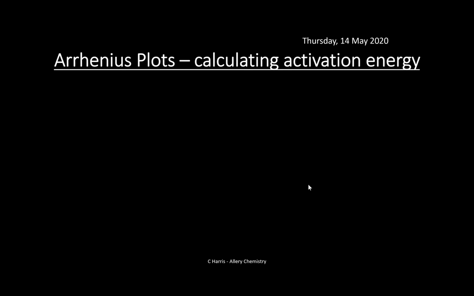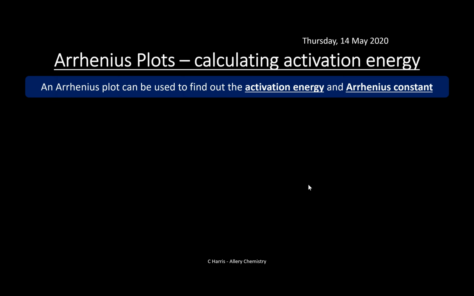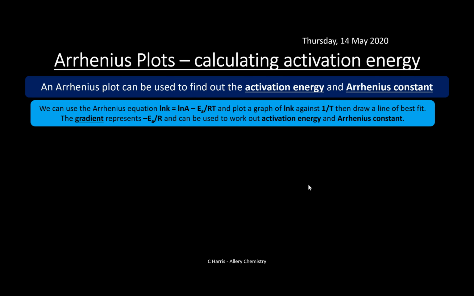Okay, so we're going to look at Arrhenius plots as well, and we're going to calculate the activation energy from an Arrhenius plot. The Arrhenius plot can be used to find the activation energy and the Arrhenius constant. We're going to look at the activation energy example first, and then once we've done that, we're going to look at how we can calculate the Arrhenius constant. We can use the same simplified equation: ln k equals ln A minus Ea over RT, okay?